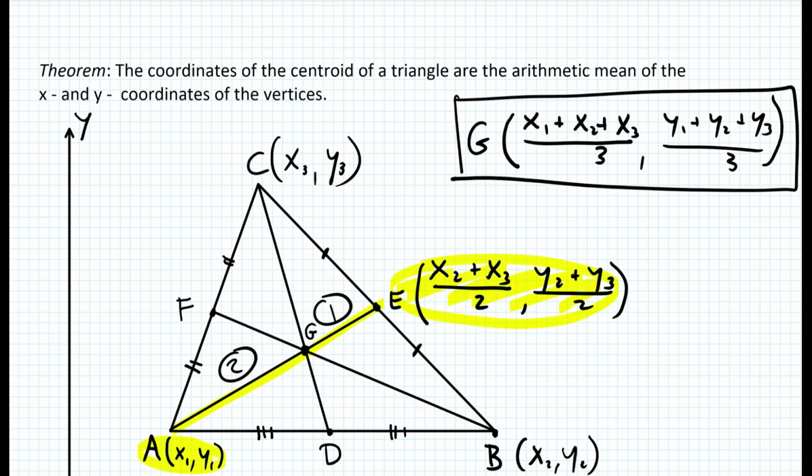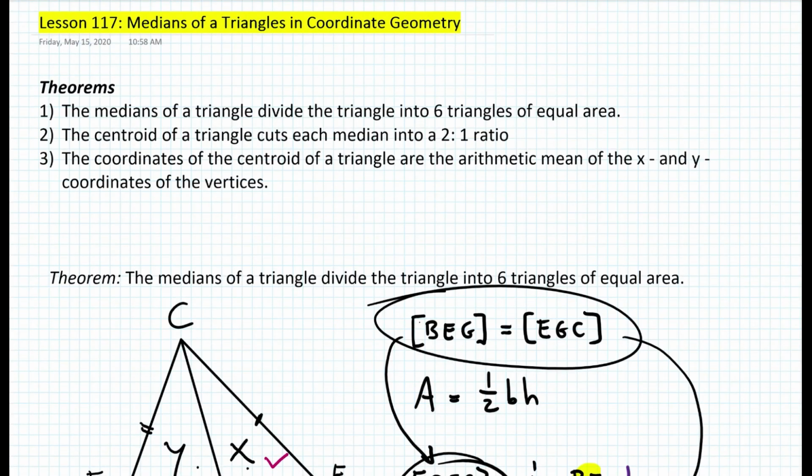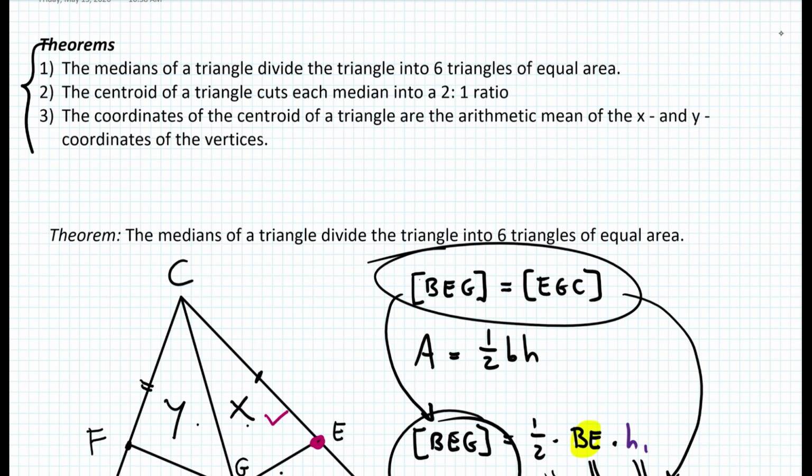So again, in today's lesson, I know it was a little long, but we actually proved all these 3 theorems, okay? Now you're free to use them in algebraic problems, these proofs, okay?